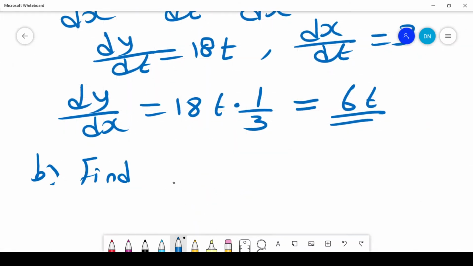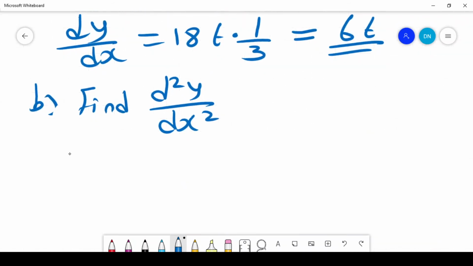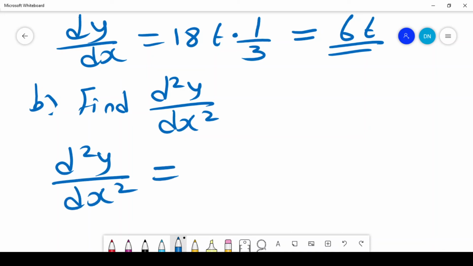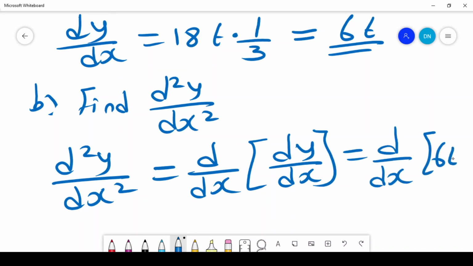Find d squared y all over dx squared. Now, what does that mean? It basically means d squared y all over dx squared is to find d dx of dy dx. And that is to find d dx of 6t.